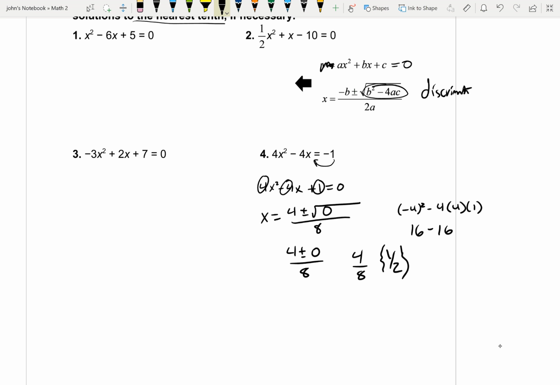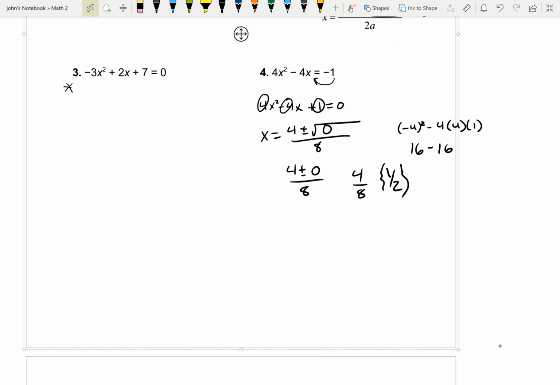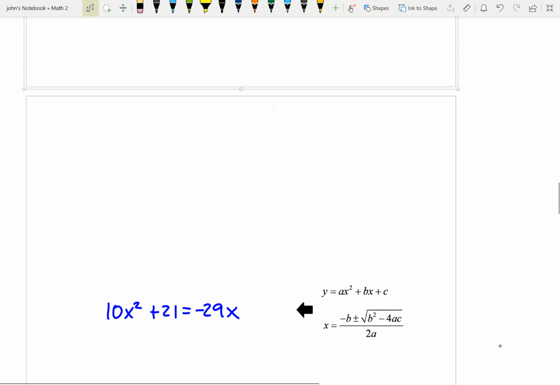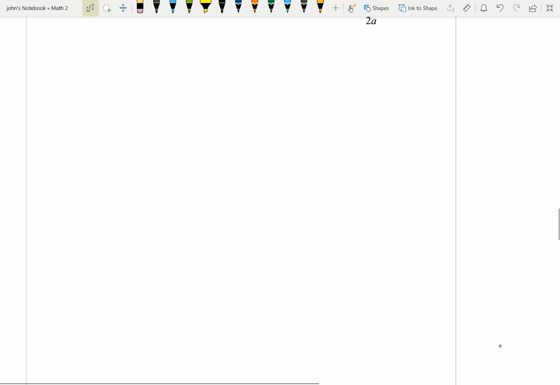If it's positive, you'll get two solutions like we got over here on number 3, or like we got in that other example up above. If it comes out to be 0, you only get one solution. Let's do one where that discriminant actually comes out to be negative. So let's do one more example here. So I'm just going to slide this down here. That one comes out to be a positive. We don't want to do that one.